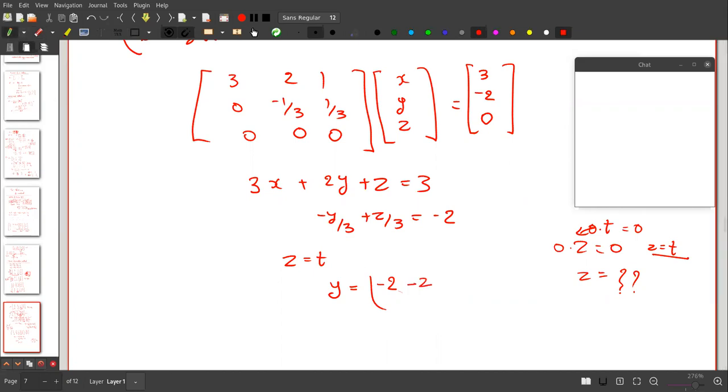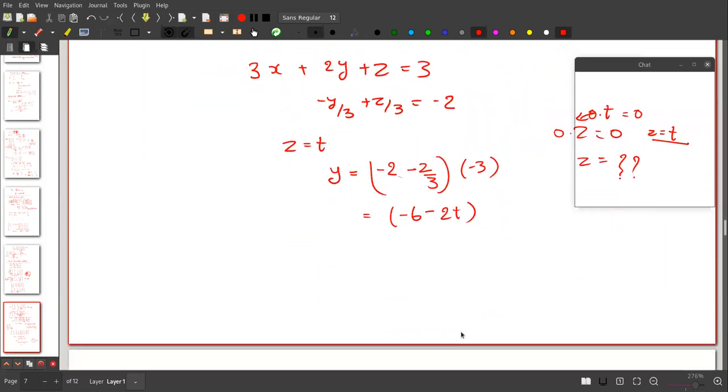Sorry, minus z by 3 into minus 3, and this will be the answer. I mean it's minus 6 minus 2t, that is y, and you have y and you have z, then you can calculate x. So x equals 3 minus 2y minus z divided by 3, that is, that will be some function of t.